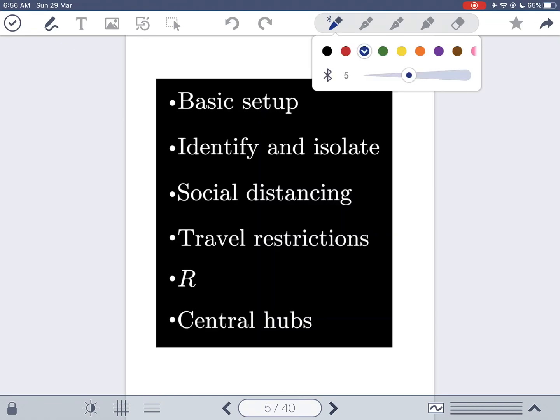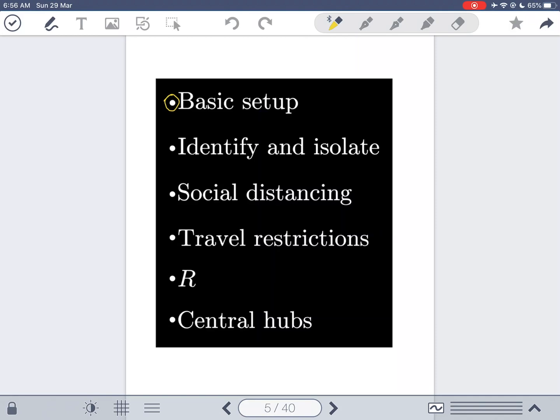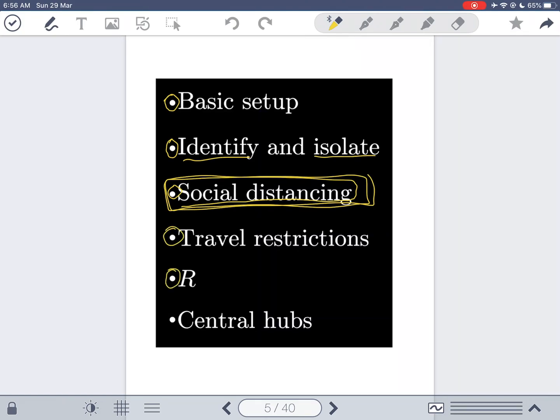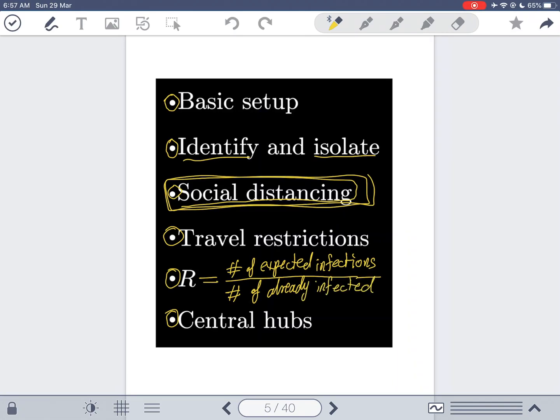So his video is divided into 6 parts. First, he puts the basic setup where he defines all the parameters that he's using in his simulation. Then the first thing you do is identify and isolate the infected cases. Then social distancing, which is what I want to talk about from his video. Then travel restrictions, R, and central hubs. Remember what R was? It was the reproduction number, the number of expected infections that a person might give to others. Okay, and this is R.